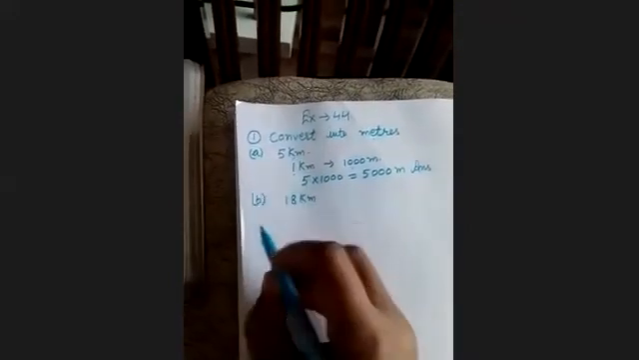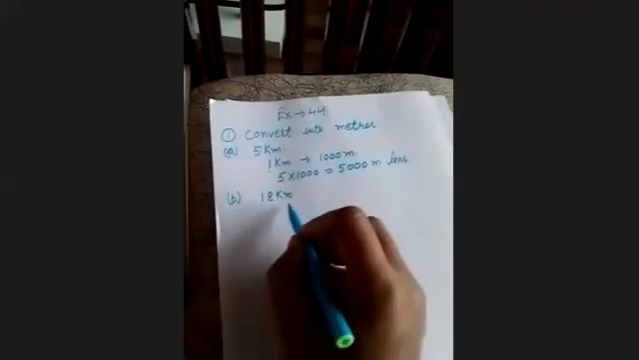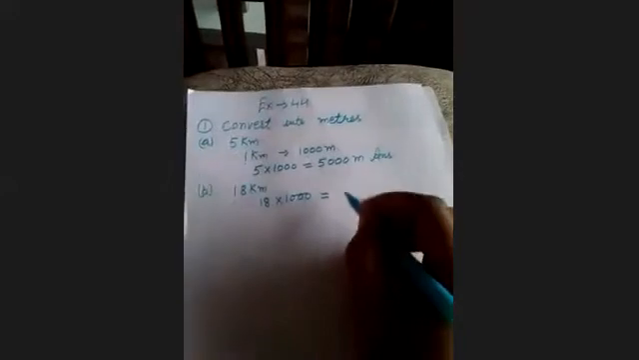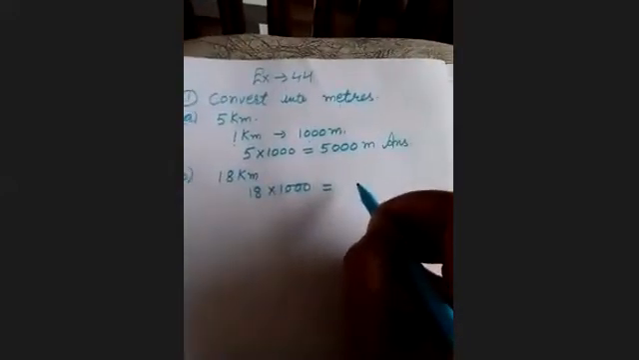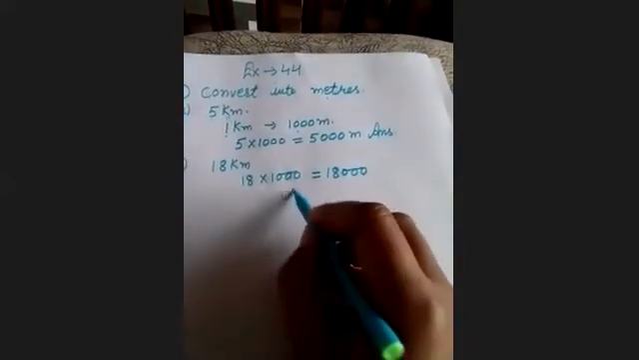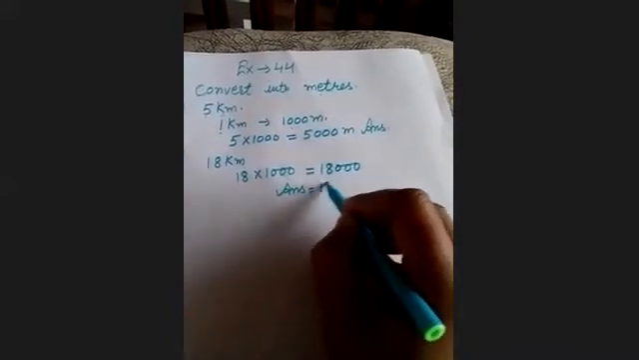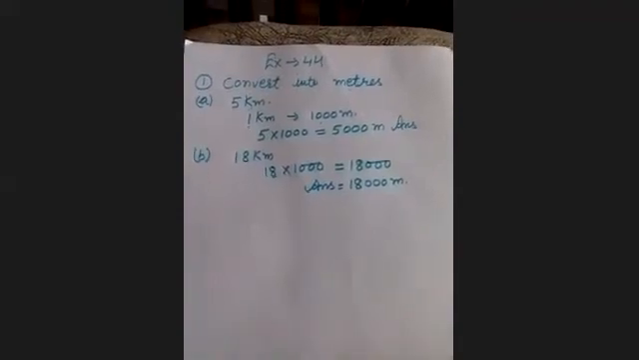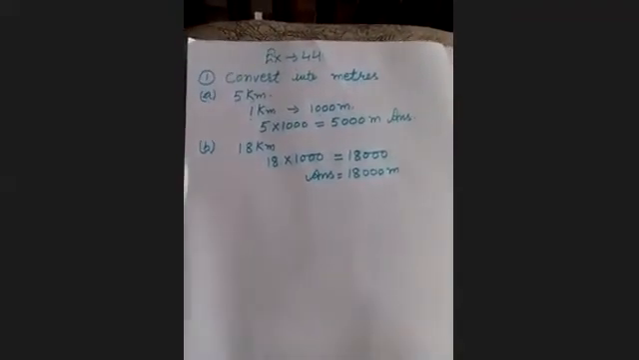Next is part B. 18 kilometer. Convert into meters. 18 multiplied by 1000 is equal to 18,000. So answer is 18,000 meter. Clear, students?